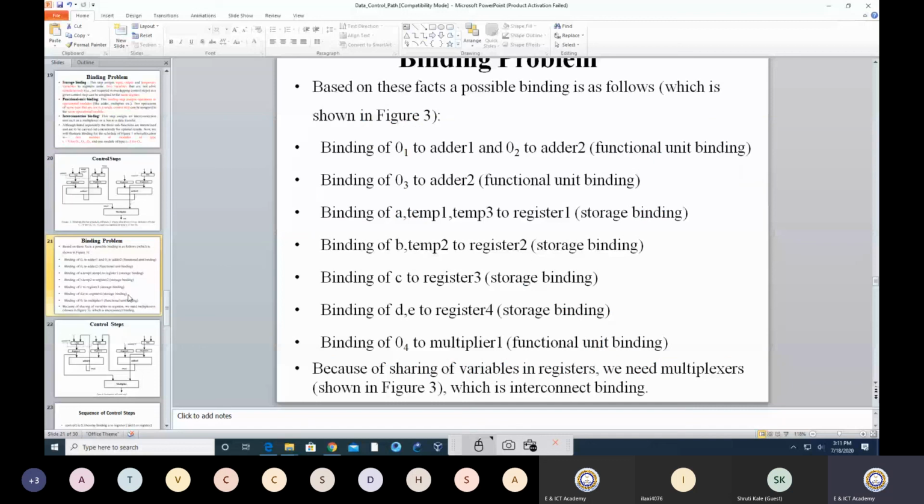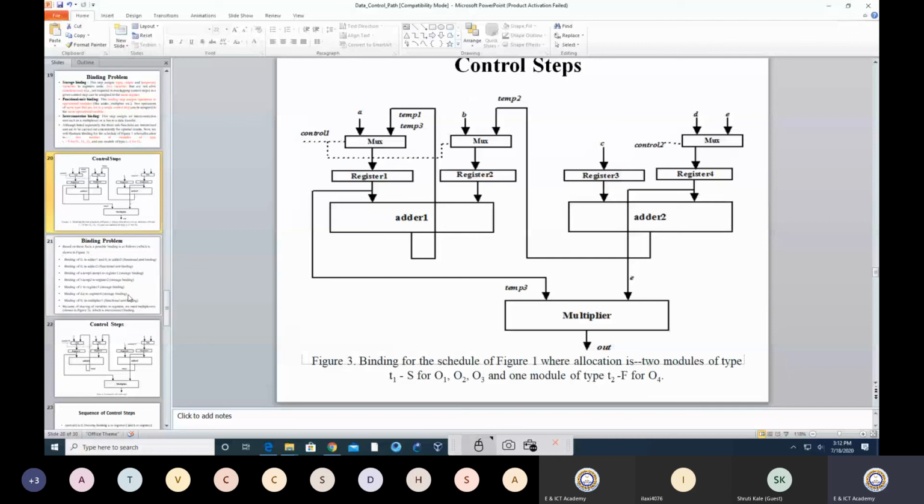So based on the facts, this is the same thing that I have discussed: binding of operation O1 is to adder 1, O2 to adder 2 and O3 again to adder 2. That means temp 1 and temp 2 will be added by the same adder. Now A and temp 1, temp 3 I am using for register 1, B and temp 2 for register 2, C for register 3, D and E for register 4, and operation O4 is a multiplier. It is the same thing we discussed in this particular slide.